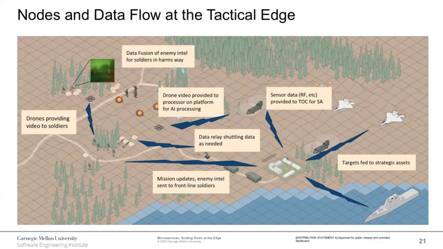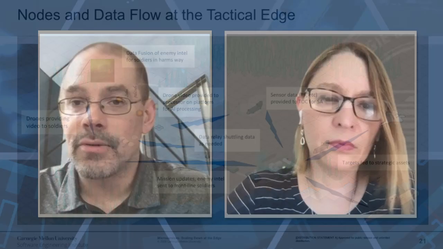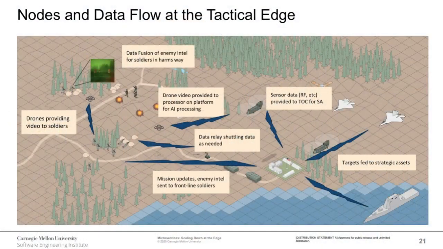The last slide just gives you a final scenario. Having discussed all the quality attributes and how they relate, we're going to provide a little bit more detail on a tactical edge scenario where different nodes are communicating different data types and performing different actions. Each of the quality attributes we've discussed comes into play in architecting systems to support a scenario like this.